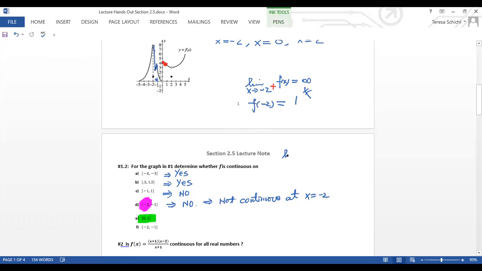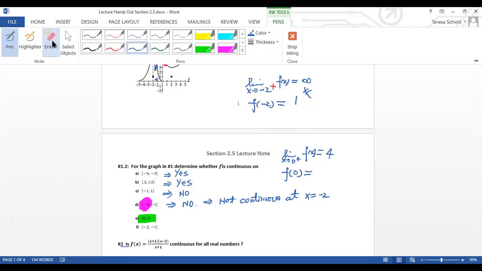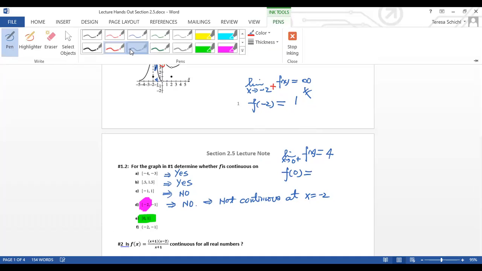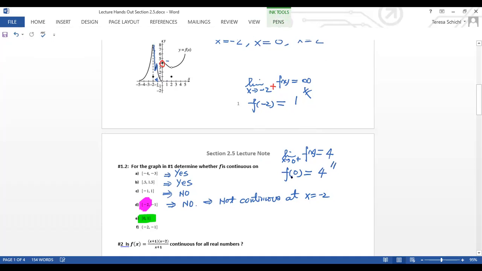So to do the same thing, the limit as x approaches 0 from the right-hand side of f of x. From the right-hand side, that means I'm going to go to here, right? So what is my limit going to approach? My limit is going to approach 4. Then the same thing here, if I put f of 0, what is the function value? If you erase this, you can see here, right? When x is equal to 0, my function value is 4. They are equal. So I know the function is continuous at 0.